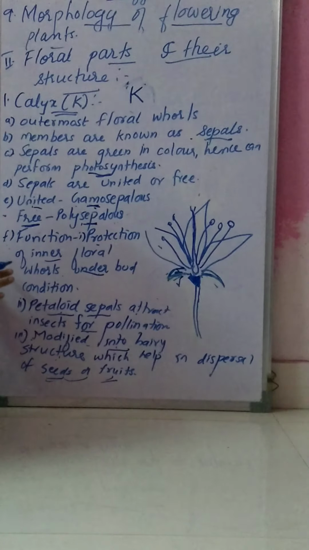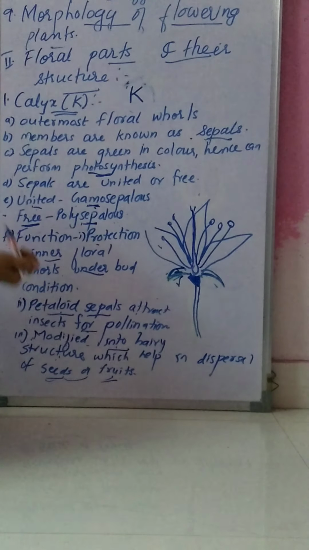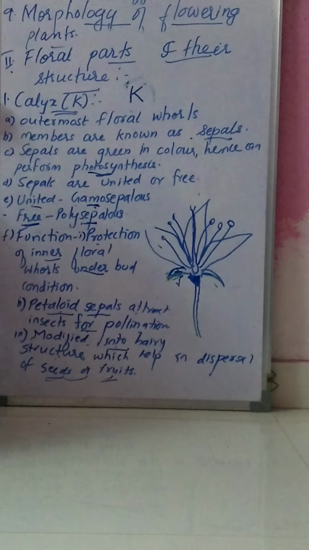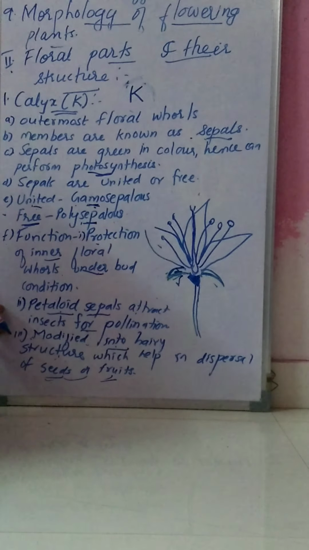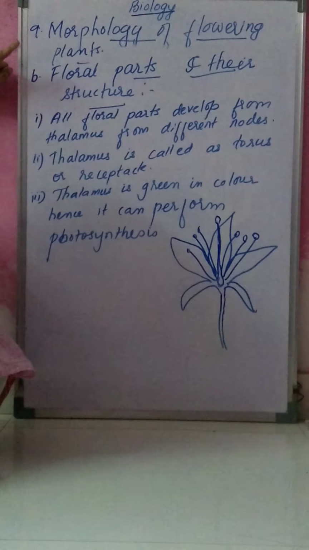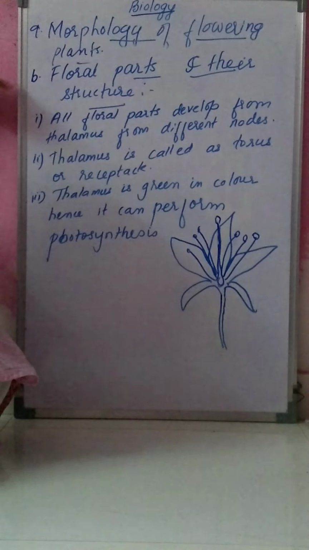Today we have studied insertion of floral whorls. In that, we have seen three types of insertion: hypogyny, perigyny, and epigyny. Then we started with the floral whorls and their structure. In that, first we have studied calyx and the function of calyx. Thank you. Next is floral parts and their structure.